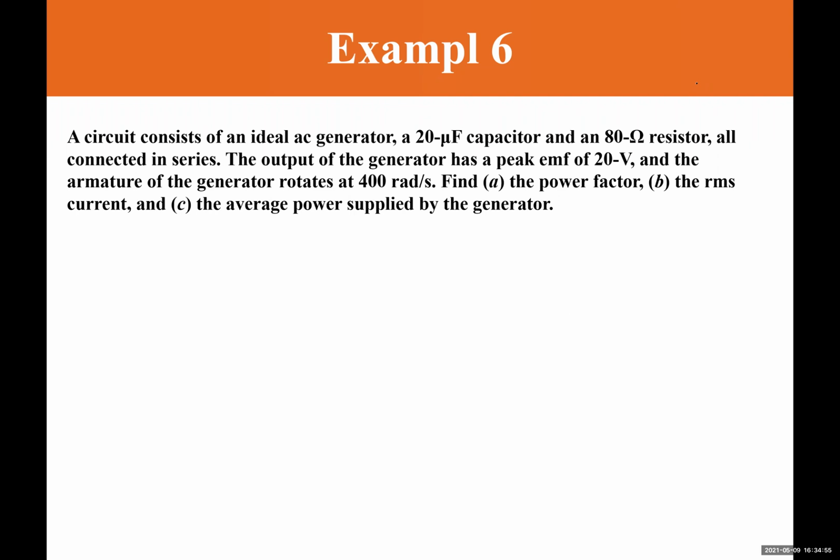Okay. Now, what we have here is, we're given the value of the capacitor and the resistor. We have a resistance and a capacitor together in series, and then a function generator that has a peak EMF, which is the Vmax, so 20 volts. The capacitance is 20 microfarad, and the resistance is 80 ohms.